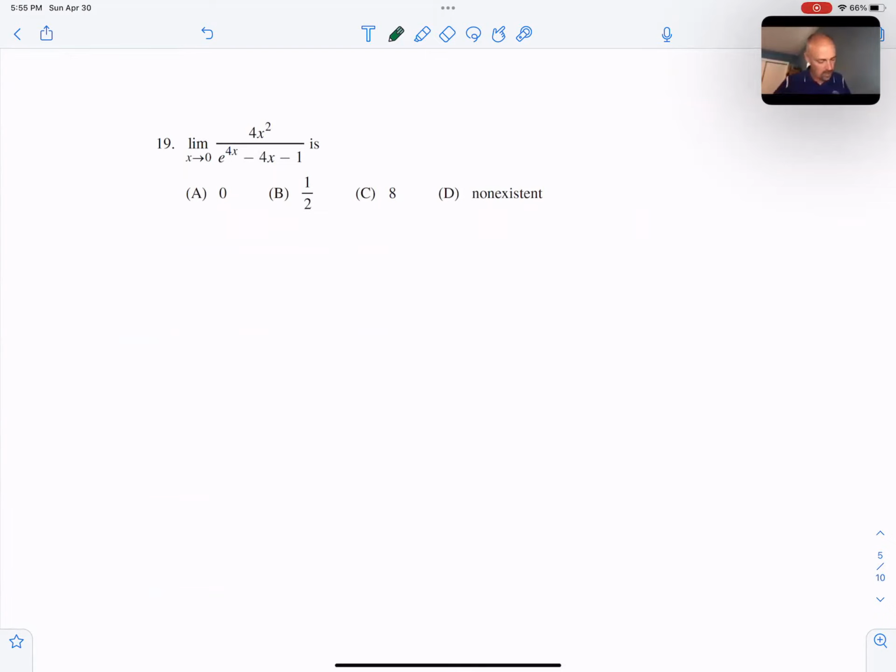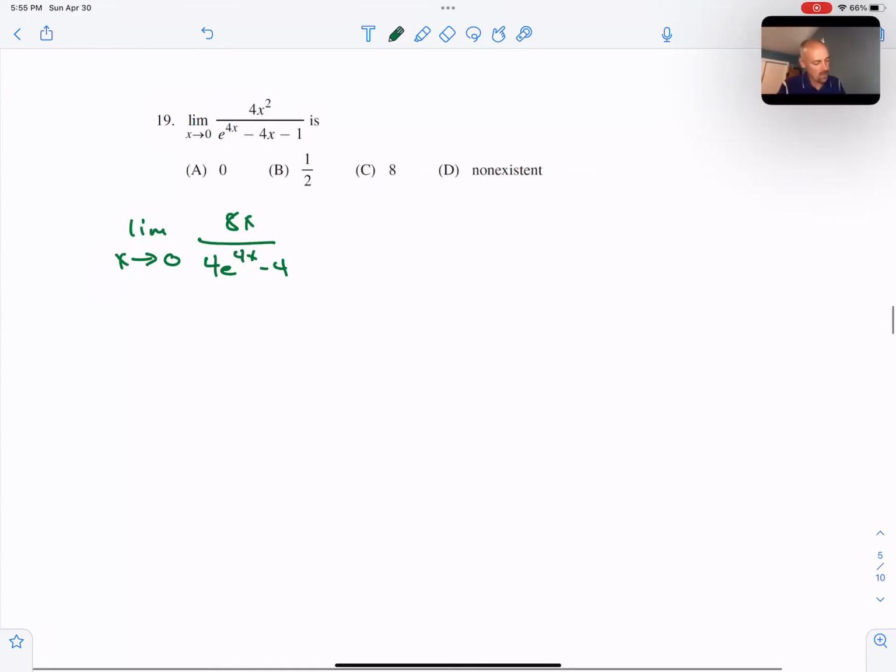So I would bust out L'Hopital. So it's going to be the limit as x approaches 0. I take the derivative of the numerator. It's going to be 8x. Take the derivative of the denominator. That's going to be 4e to the 4x minus 4. I'm going to plug and pray again. I'm going to get 0. And I'm going to get 4 times e to the 0. That's 4 times 1 minus 0. So that's 0 again. So once more, L'Hopital.